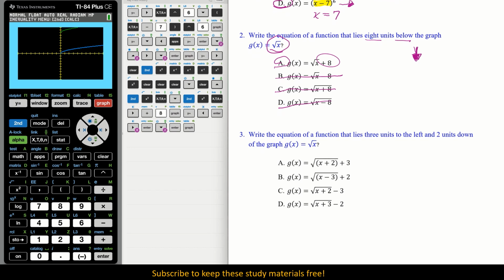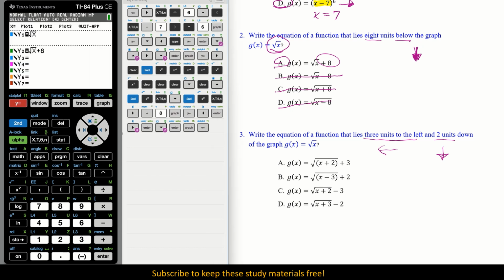Write the equation of a graph that lies 3 units to the left. We're going to go this way. And 2 units down. Okay, and we still have the same parent function or original function that we need. Okay, so let's go x equals. So we're keeping number 1 as is. What we're doing is we're changing the y2.